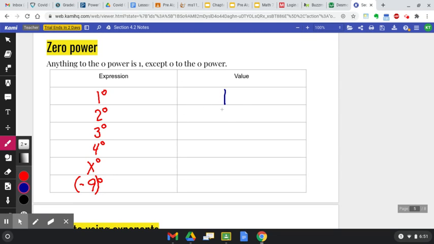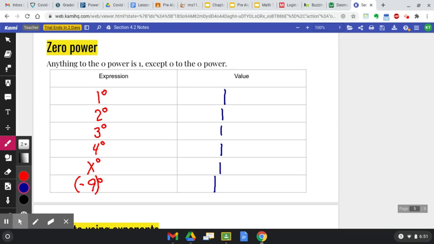So 1 to the 0 power is just 1. 2 to the 0 power is 1. 3 to the 0 power is 1. 4 to the 0 power is 1. X to the 0 power is 1. -9 to the 0 power is 1, right? Anything to the 0 power is 1.